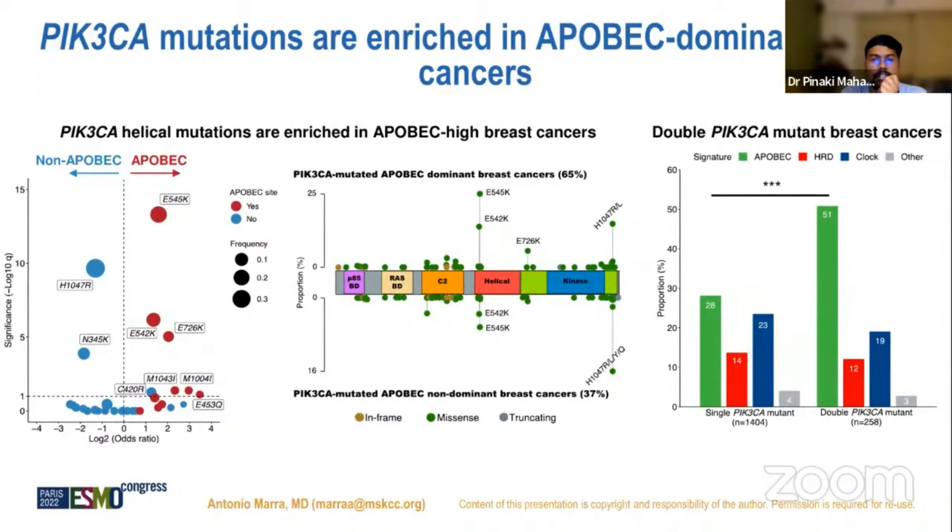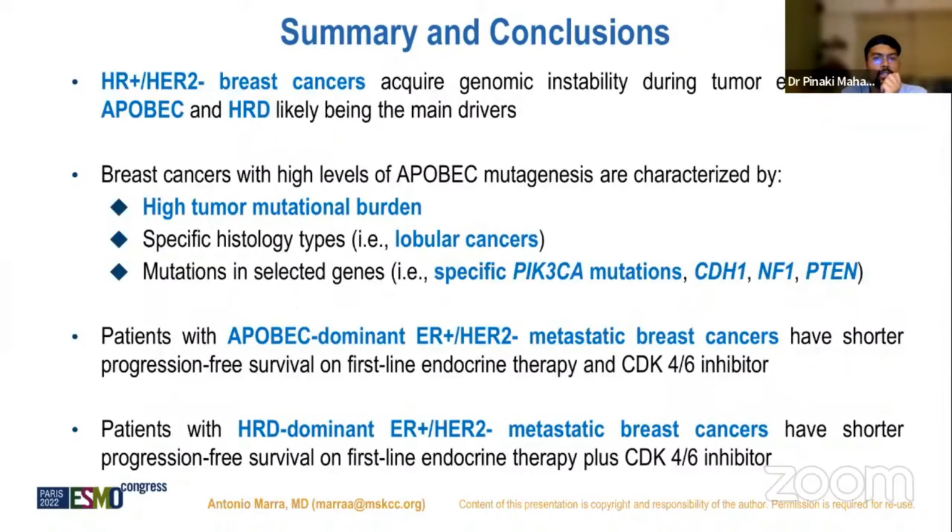Here it is again shown the same, and you might have some double PIK3CA mutants as well in the APOBEC signatures. So the conclusion is that hormone positive, HER2 negative breast cancers acquire genomic instability during evolution, with APOBEC and HRD being the main drivers. Patients with breast cancers with high levels of APOBEC are characterized by high tumor mutational burden and specific histology like lobular cancers, and we know that lobular cancers generally do worse than ductal. There are also mutations in specific genes like PIK3CA, CDH1, NF1, and PTEN, which lead to endocrine resistance. These patients will have shorter progression-free survival on first-line endocrine therapy and CDK4/6 inhibitor.